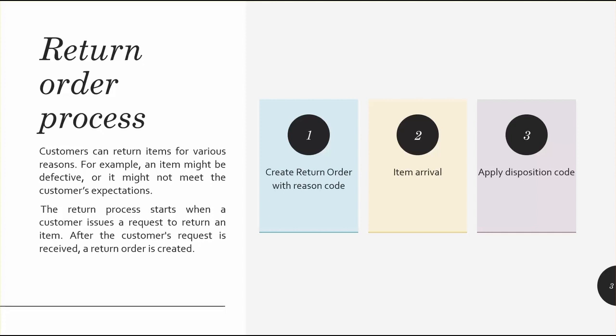The return process starts when a customer issues a request to return an item. After the customer's request is received, a return order is created. So mainly there are 3 points. First, you will be creating a return order with a valid reason code. Secondly, you will be receiving items back using the inventory item arrival window. And thirdly, you will be applying the disposition code on item arrival. Disposition codes basically define what you will be doing with that item.